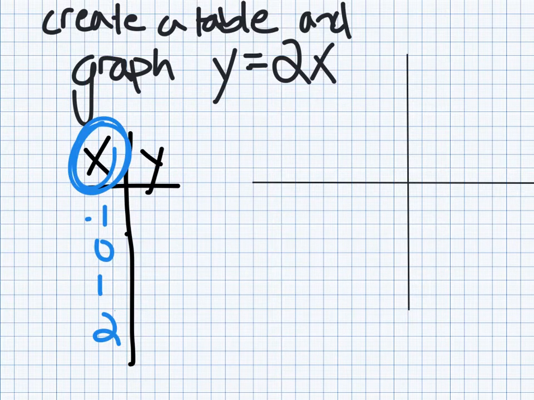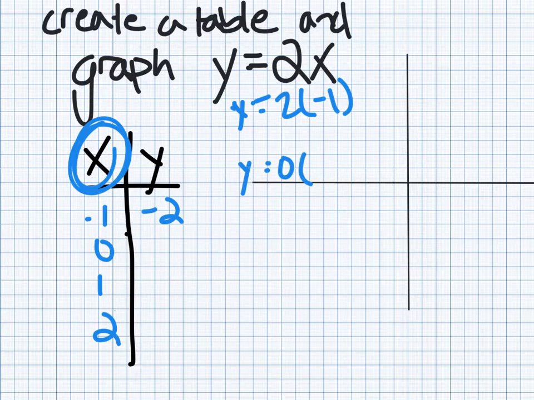Alright, let's go through the problem now. I'm going to use negative 1. So instead of x, I've got negative 1, and I think y equals 2 times negative 1. What's 2 times negative 1? Well, that's negative 2. Now I've got 0. Y equals 0. Oops, I apologize. I did that wrong. Y equals 2 times 0. What's 2 times 0? 0.